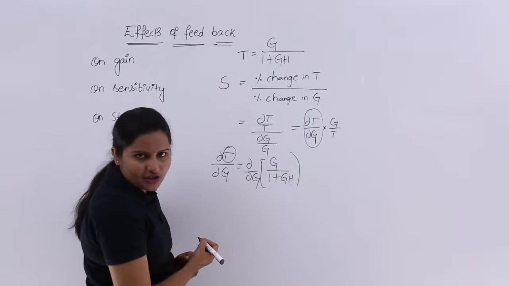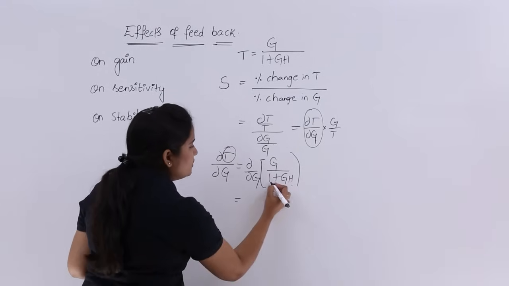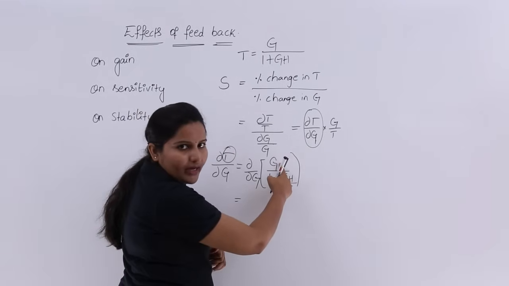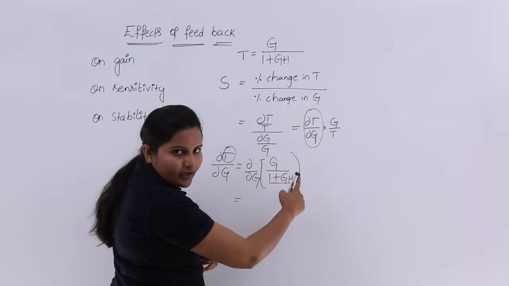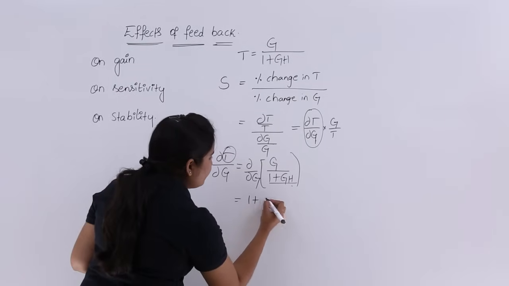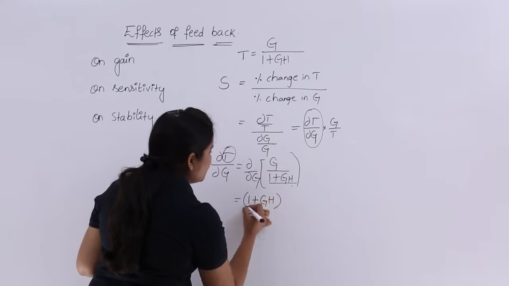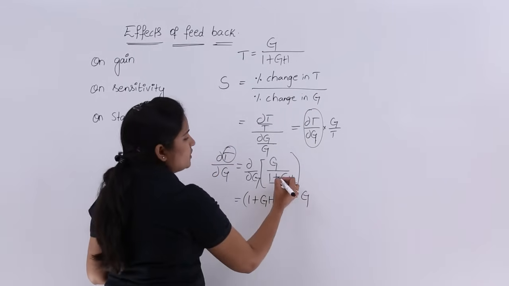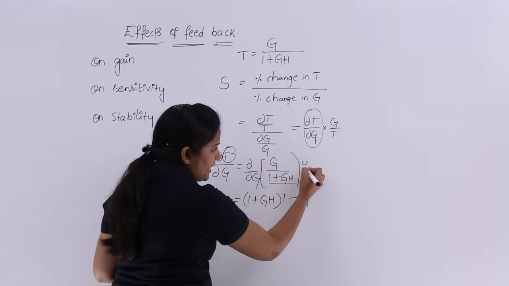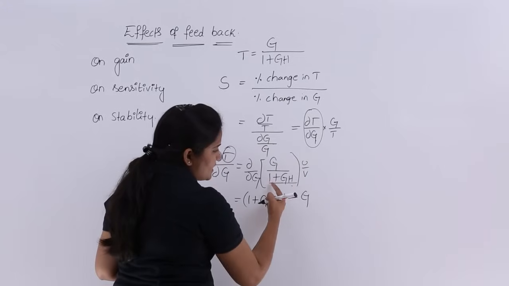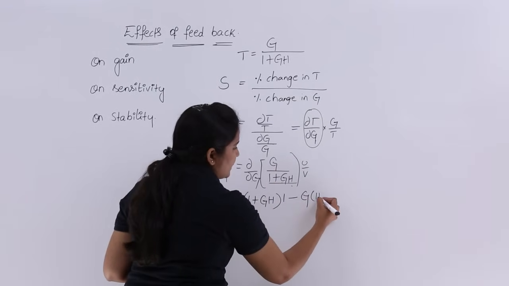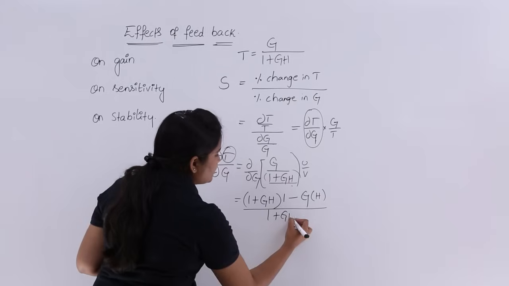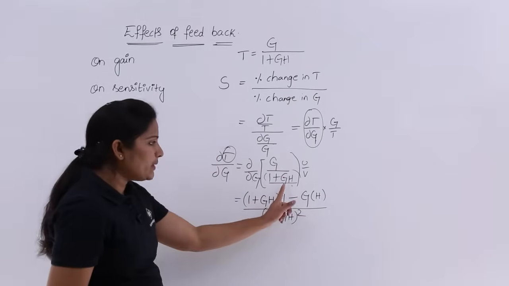So, how will we do the differentiation? This is in u by V form, so the derivative is V into du minus u into dV, divided by V square. Here du, that is dou by dou G of G, is equivalent to 1, minus G into dou V. Dou V with respect to G gives H, divided by V square, that is 1 plus GH whole square.